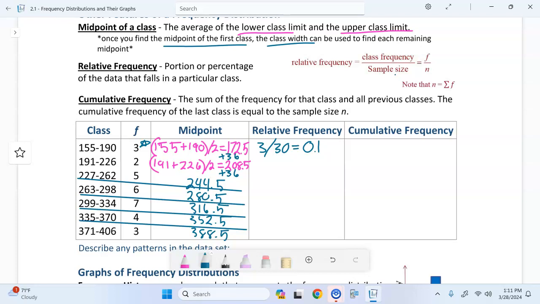Okay. What is my frequency for my second group? 2. And my sample size? 30 still. So we do 2 divided by 30, and we get 0.07. 7% of adults use their phone between 191 and 226 minutes a day. We keep going through that. 5 divided by 30.